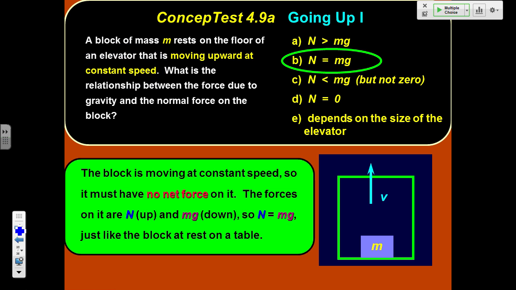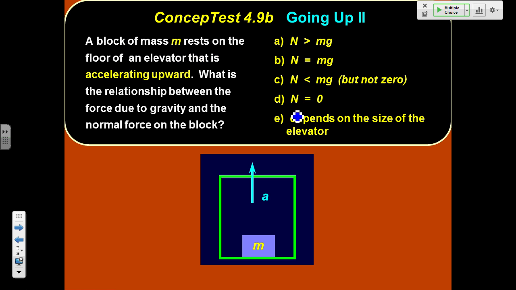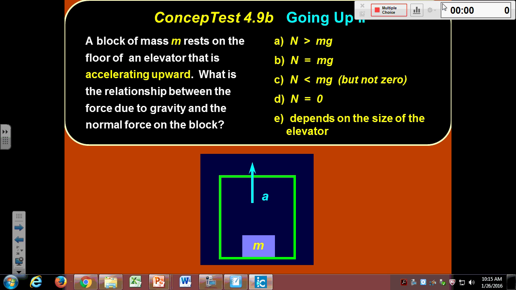Another question related to this. A block of mass m now is accelerating upward in an elevator. What is the relationship between the force due to gravity and the normal force on the block? I'm going to help you a little bit. I'm going to draw my force diagram over here.